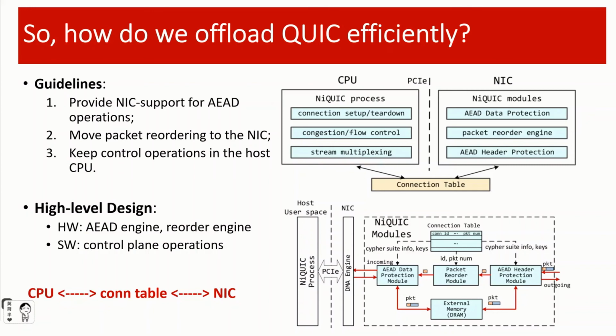And the guidelines lead us to a high-level design. So in this design, on the hardware side, we want the AEAD engine on the SmartNIC, and we also need a reordering engine on the receiver side. And on the software side, we need to keep the whole control plane on the CPU for the most complex operations and stateful operations. And in between the CPU and the NIC, we need a sort of connection table to synchronize the information between the two.